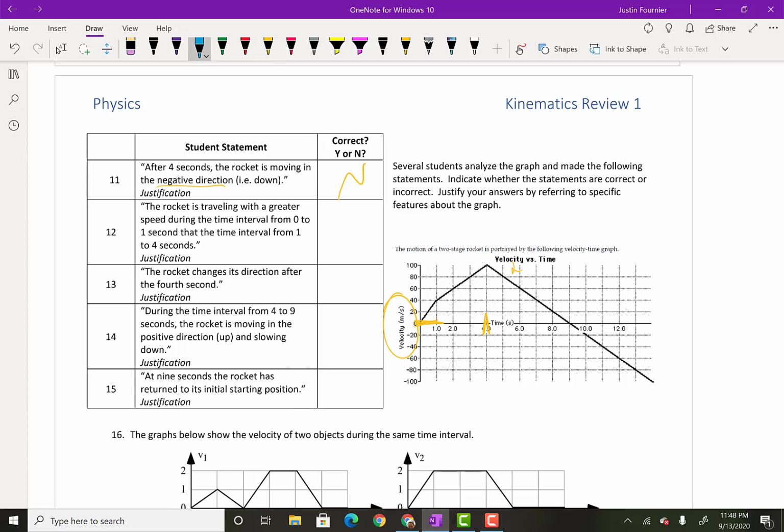Let's make something to indicate where the 0 mark is. So here's my 0 mark, right? This is time. But here's my 0 mark, and the velocity is positive all throughout here. So the velocity is positive throughout, so it's not changing direction there. So that is definitely no.